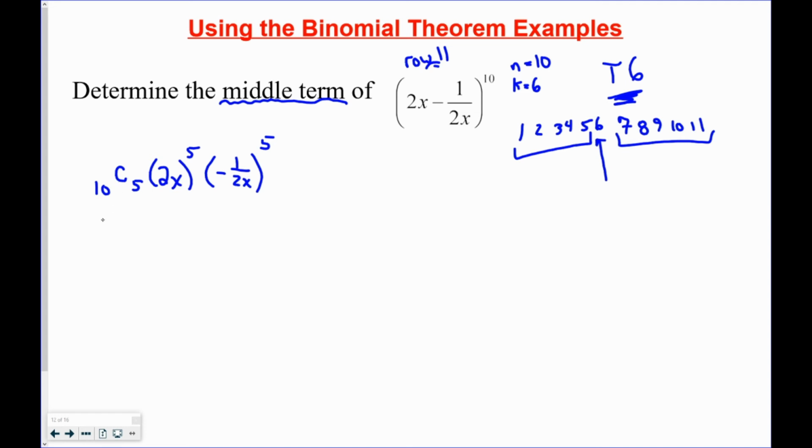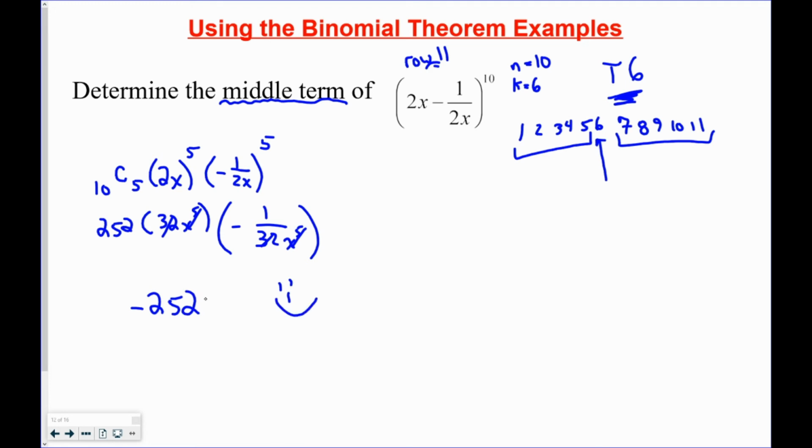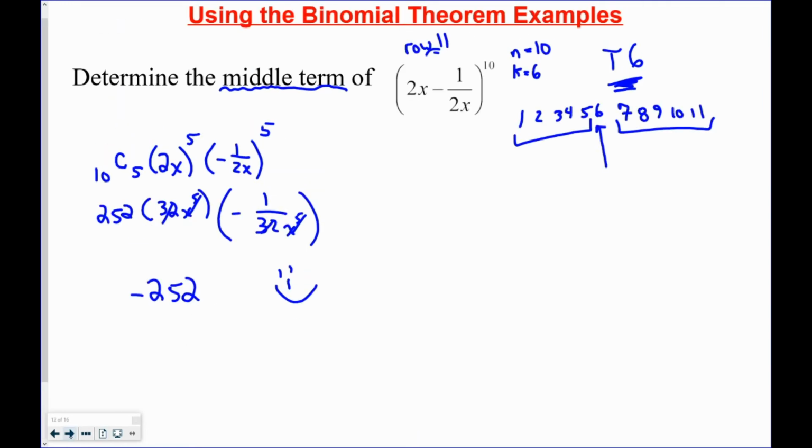Anyways, this is 252. 2 to the power of 5 is 32. And you get x to the 5. And yeah, this is ugly here. So you get 2 to the 5 in the bottom, which is 32, and then x to the 5. So this is interesting. When you multiply it all out, 32 divided by 32 is 1. X to the 5 divided by x to the 5 is 1. So you just have -1 times this. So you get -252. Ain't that odd? But that's what you get. So there you have it.